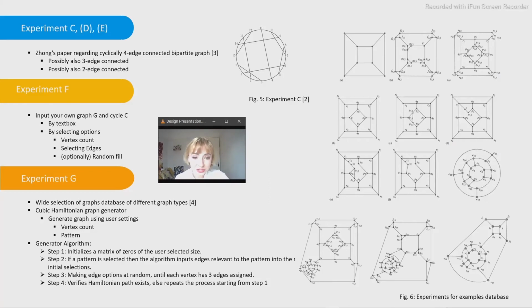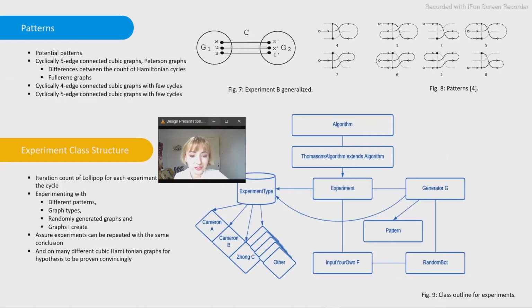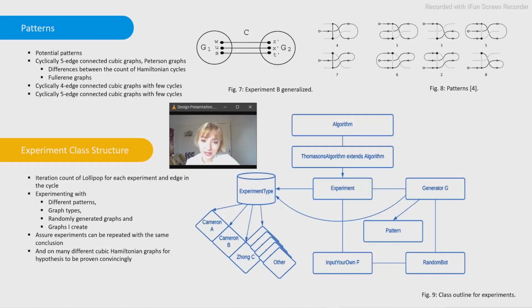And the last part is the graph generator, where there will be a database of various graphs separated into different categories. The way the generator works is by letting the user select the pattern type and the vertex count, to then start with initializing the matrix of zeros, then updating it with a selected pattern, and then the random fill takes place until each vertex has 3 edges. Then, to be verified, it must contain a Hamiltonian cycle that can be our first input cycle, else it repeats the process from the beginning. However, according to the research I've done, there are substantially more cubic graphs with Hamiltonicity than non-Hamiltonicity. However, I will look into how to make this into the best kind of generator possible.